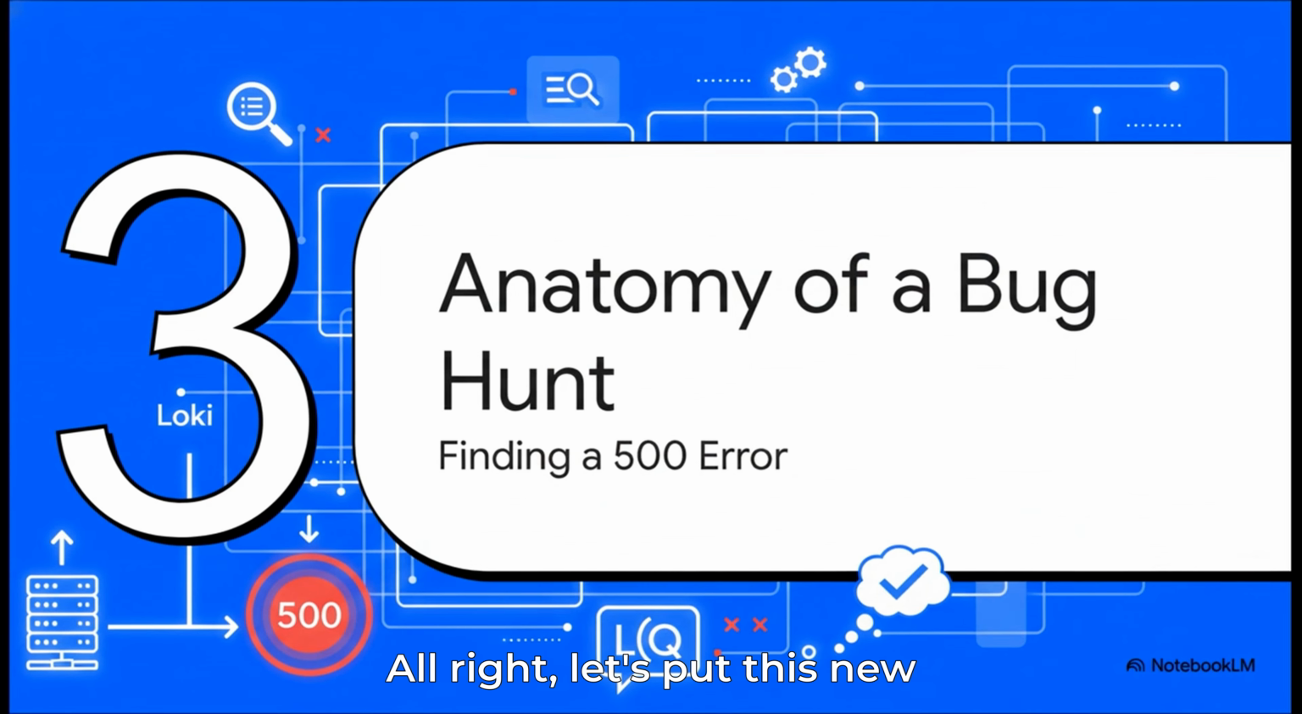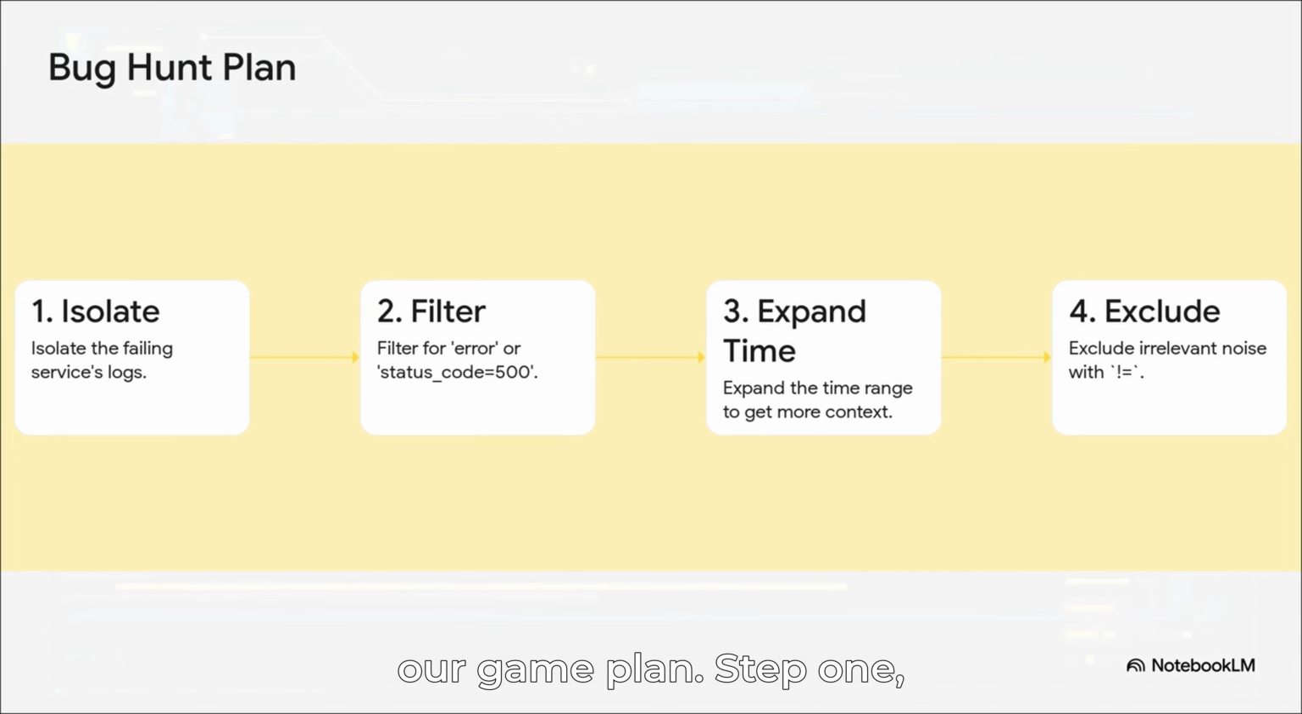All right. Let's put this new superpower to the test with a real-world scenario. You get an alert. An API is throwing 500 errors. The clock is ticking. Let's walk through the exact steps you'd take to find the root cause. Go. So here's our game plan. Step 1, we're going to isolate just the logs from the service that's on fire. Step 2, we'll zero in on the specific error messages we're looking for. If we need more context, we can always expand the time range. And for the final step, we'll use a neat little trick to filter out all the distracting noise.